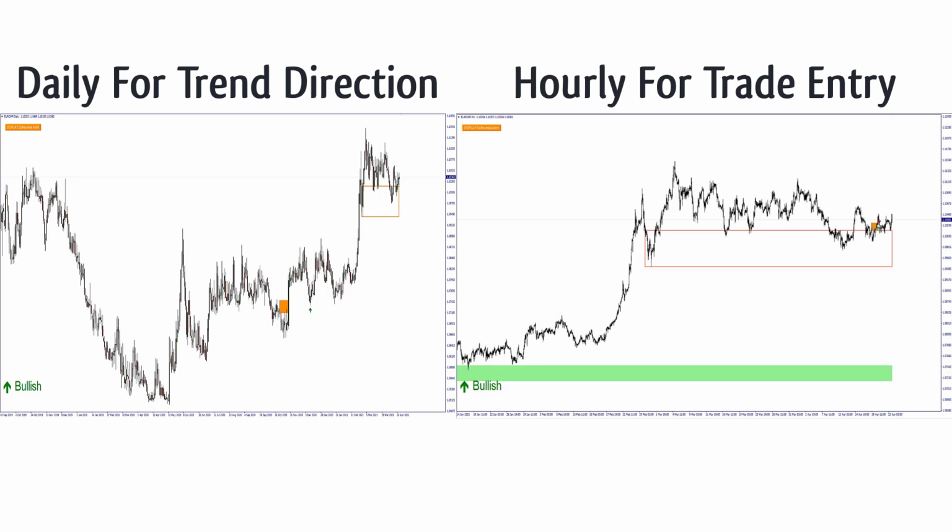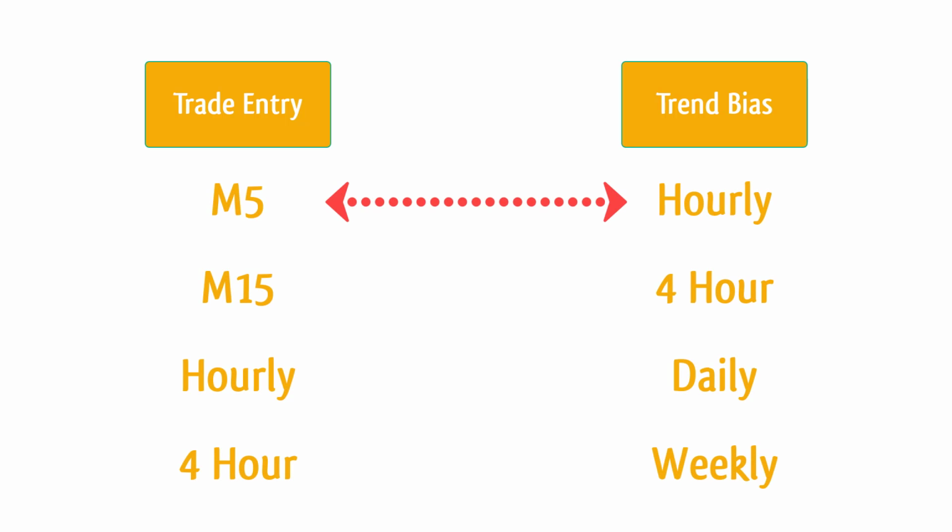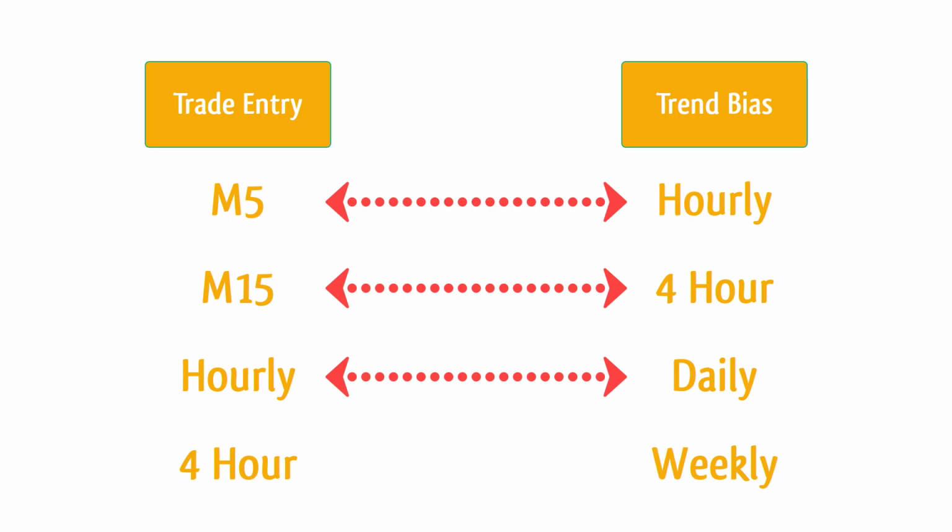And the trick to multiple time frame analysis is to make sure the time frames you're using are not too close together, but also not too far apart. So there's a few pairings which tend to work very well together. And these are M5 for scalping and the hourly time frame for trend direction, M15 and the 4-hour or the daily for trend direction, the hourly for your trade entries and then using the daily for trend direction, or the 4-hourly for your trade entries and using the weekly for trend direction.